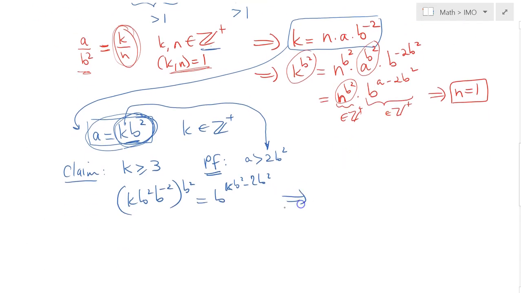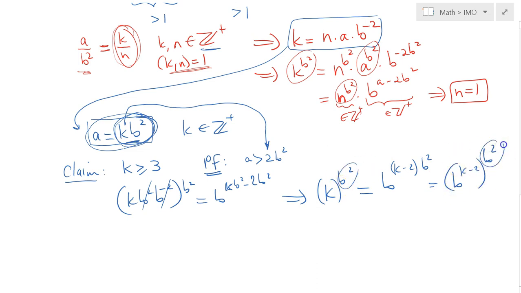But then this implies, if I replace these, I have k to the power b squared is, and you can think of it like this, equal to b raised to the power k minus 2b squared, which is simply b raised to the power k minus 2, all raised to b squared. But then the exponents are the same, implying that in fact k must be equal to b to the power k minus 2.